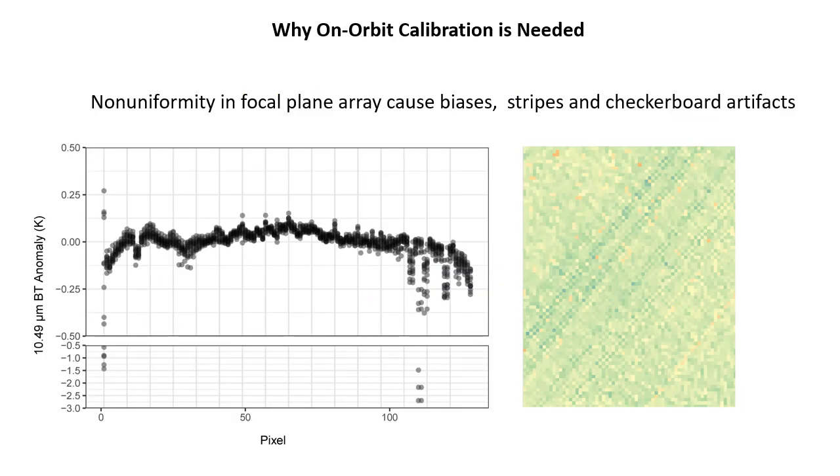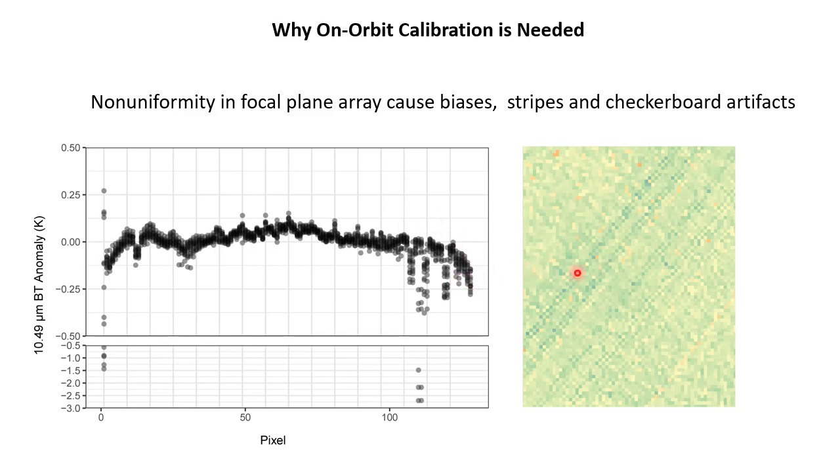So overall, there's a 1.13 cold bias, but also there's non-uniformity in the focal plane that causes biases. Here is the brightness temperature anomaly on the 10.49 micron channel versus pixel number in the focal plane. There are 128 pixels in the focal plane, and you can see that the right-hand edge of the focal plane, pixels 100 to 128, tend to be lower brightness temperature than those in the middle. And then there's also a fall off at the other end. So it's sort of a parabolic relationship between pixel number and bias.